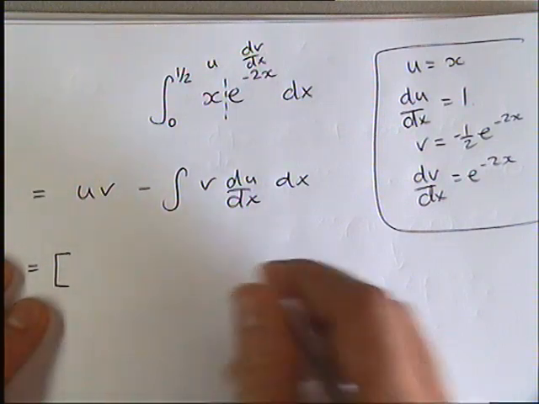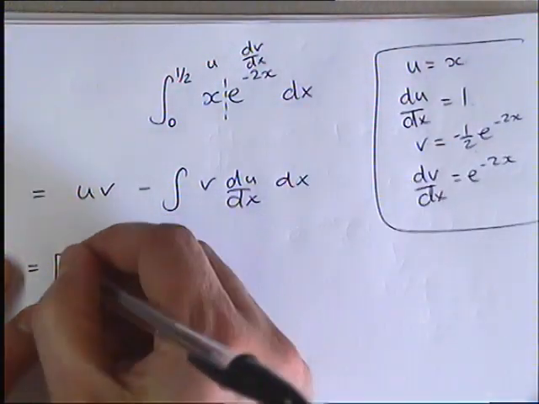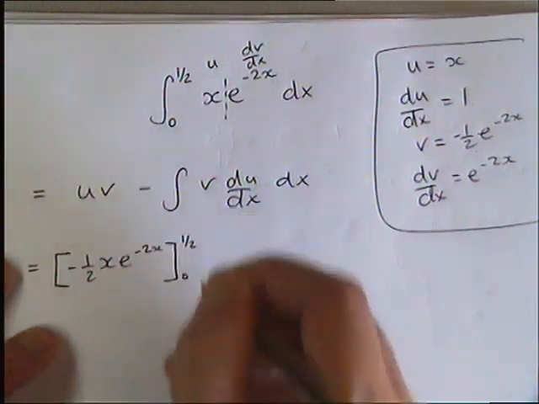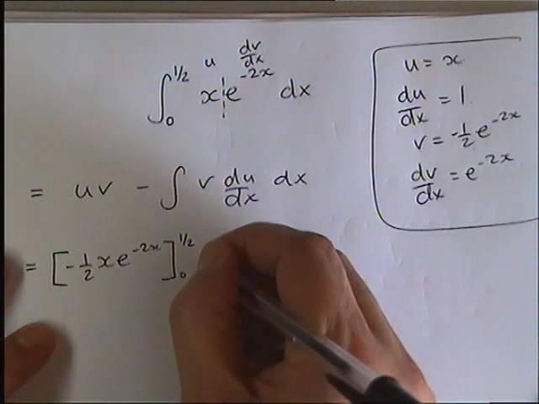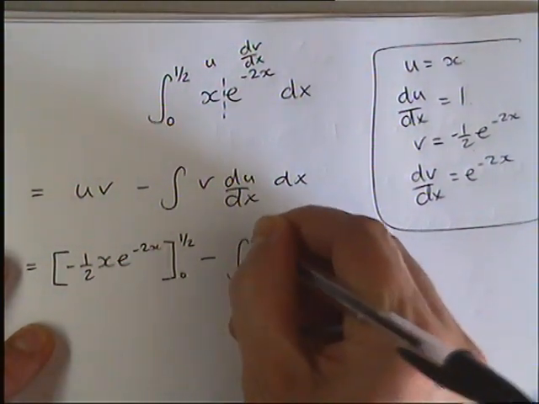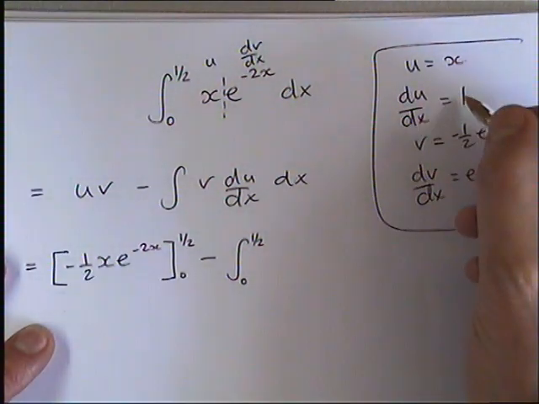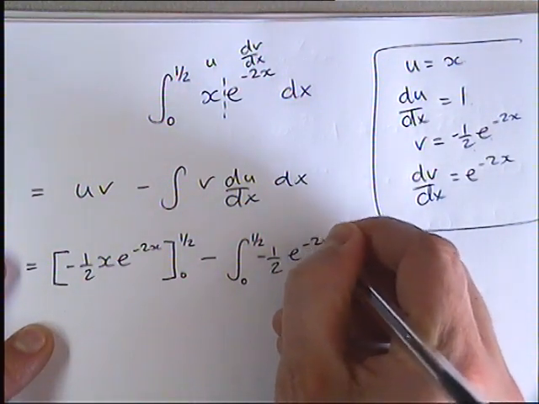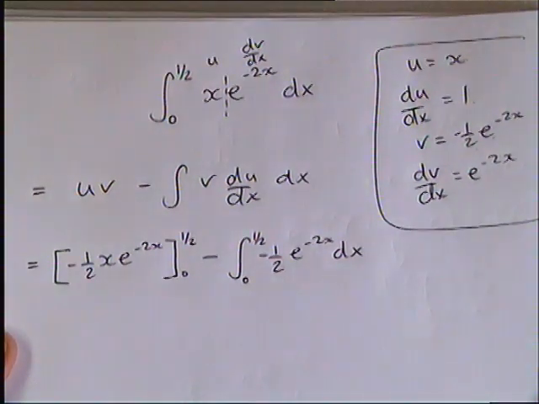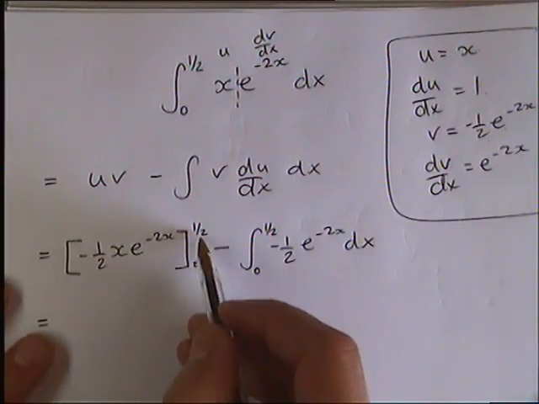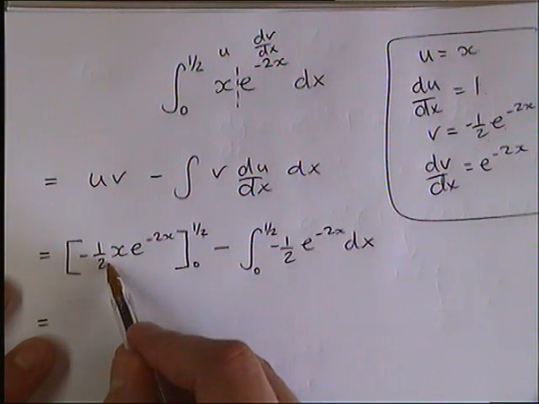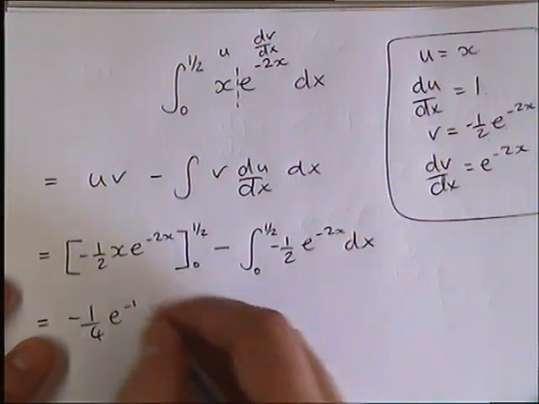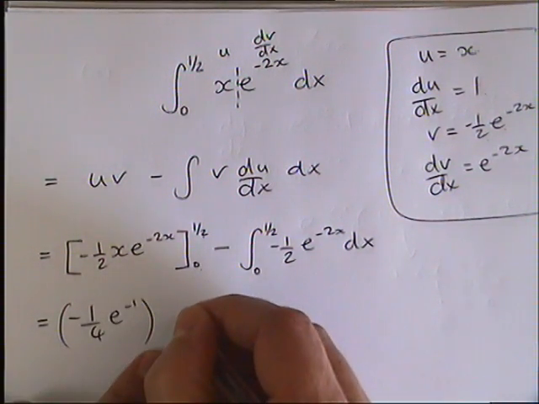So uv is x times minus 1/2 e to the minus 2x. There we go, that's my uv. And then I'm subtracting the integral of v times du by dx. So that times that is just going to be, there we go. Let's do a little bit of simplifying here. So pop the 1/2 into here and you get minus 1/4 e to the minus 1. And then when you put 0 in, you get 0. So nothing to take away there.